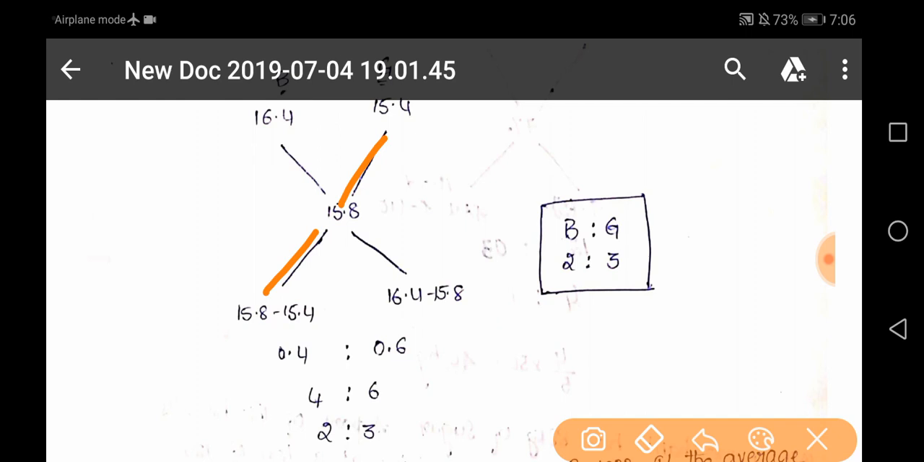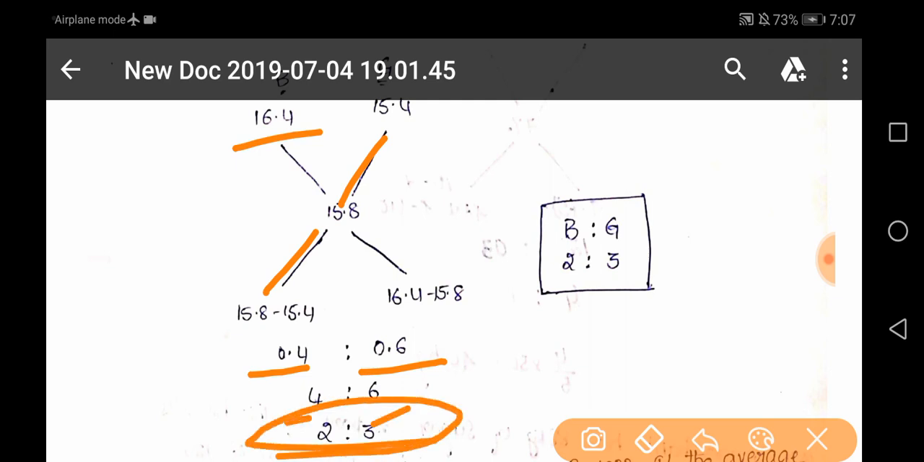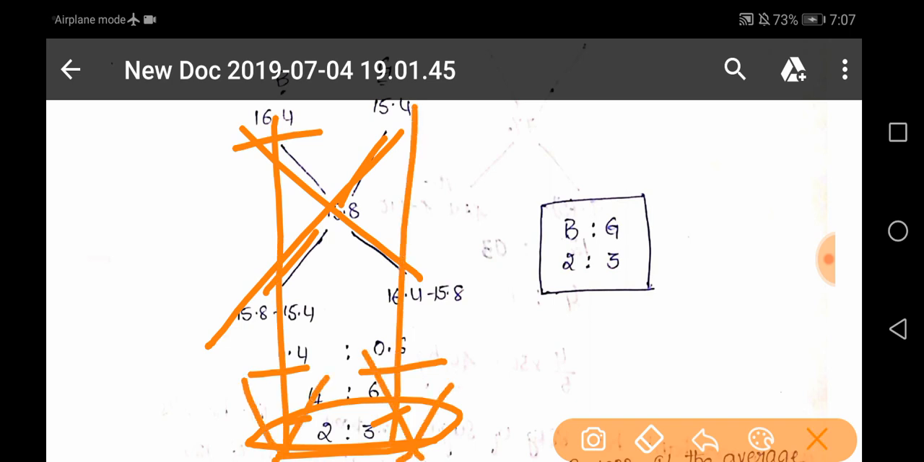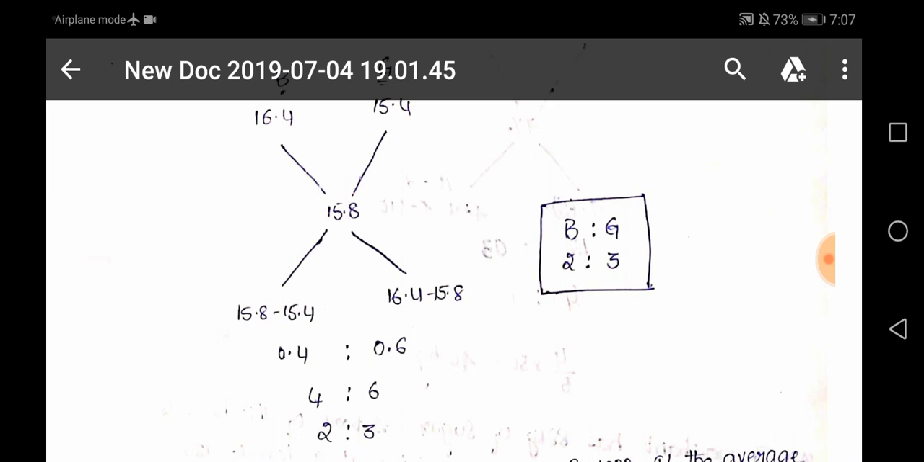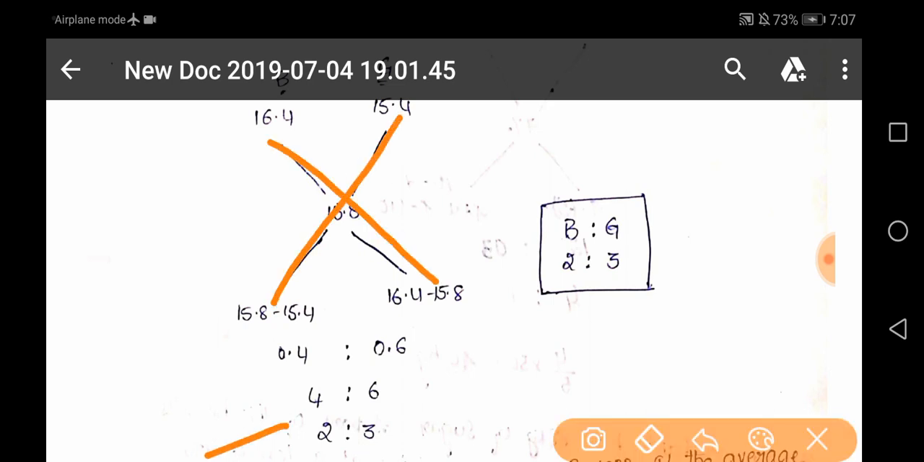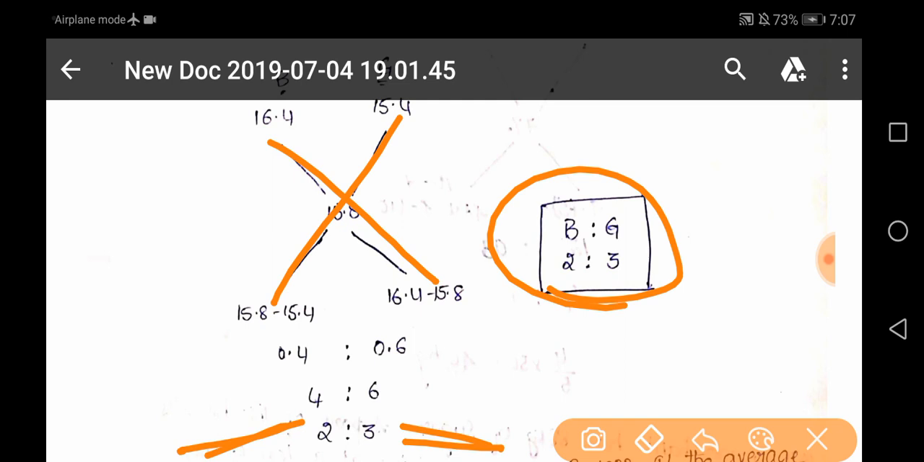So 15.8 minus 15.4, that is 0.4, and here 16.4 is the biggest number, so 16.4 minus 15.8 is 0.6. So 4 is to 6, that is nothing but 2 is to 3. Then what is the ratio? See, you shouldn't get confused and think girls is this side and boys is this side. That is wrong. This is the boys and this is the girls. That's all. Boys to girls, what is the ratio? 2 is to 3. This is the answer for that.